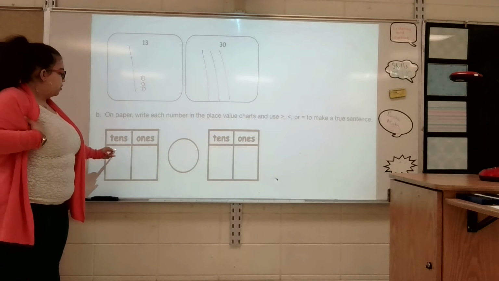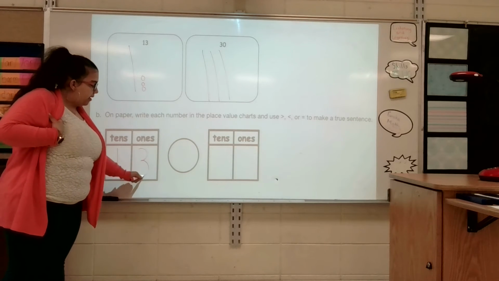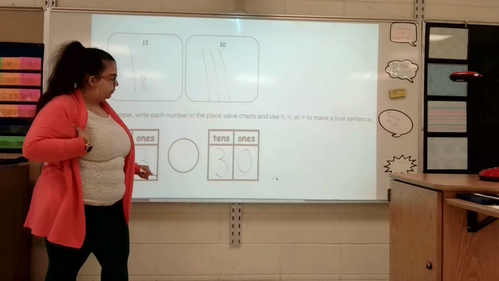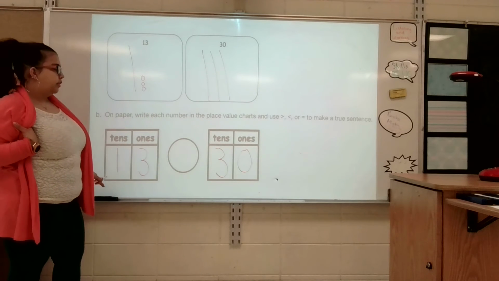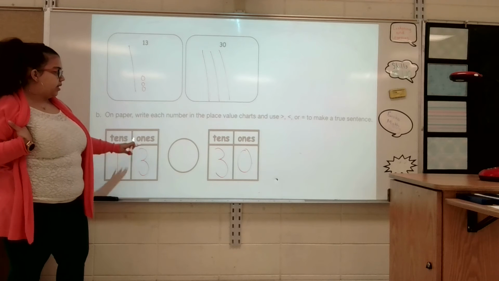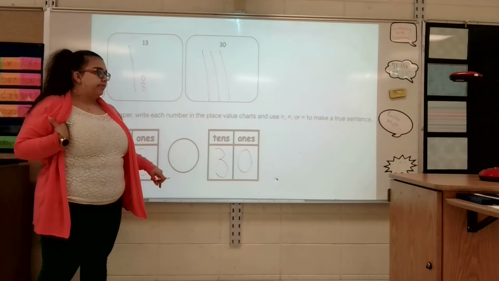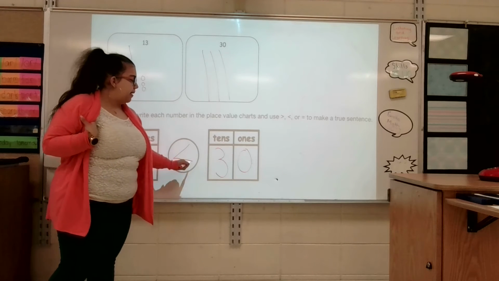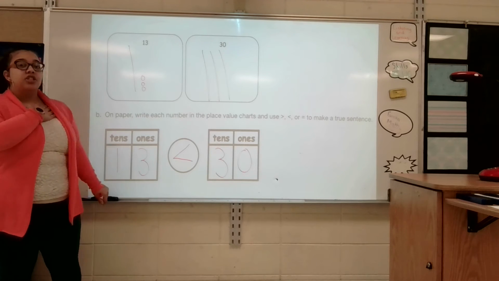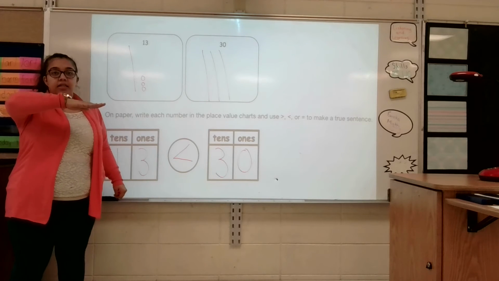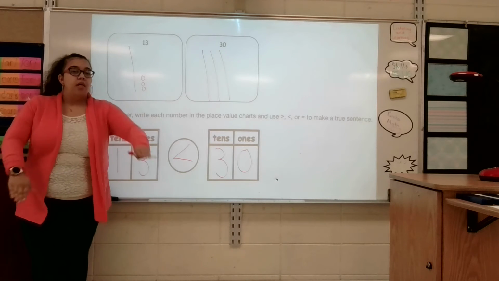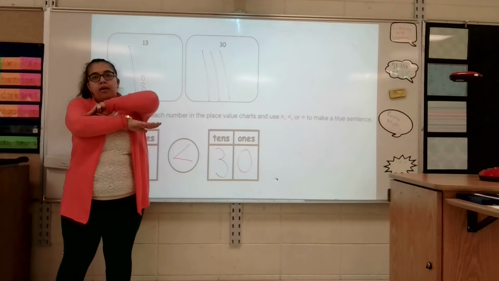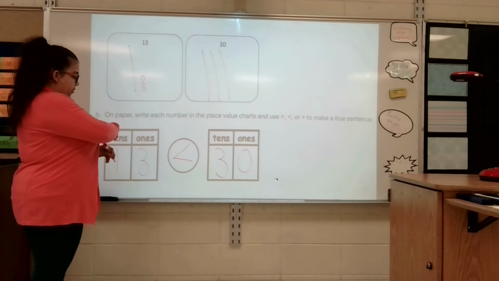So keeping these numbers in this order, if I fill in the place value chart, what will make this sentence true? 13, 1 ten and 3 ones, is blank 30. Less than, excellent. And this symbol means less than. Just like this symbol means to add, and this symbol means to subtract, and this symbol means equal, this symbol means less than. Affectionately referred to as the alligator. The alligator eats the bigger number. Okay?